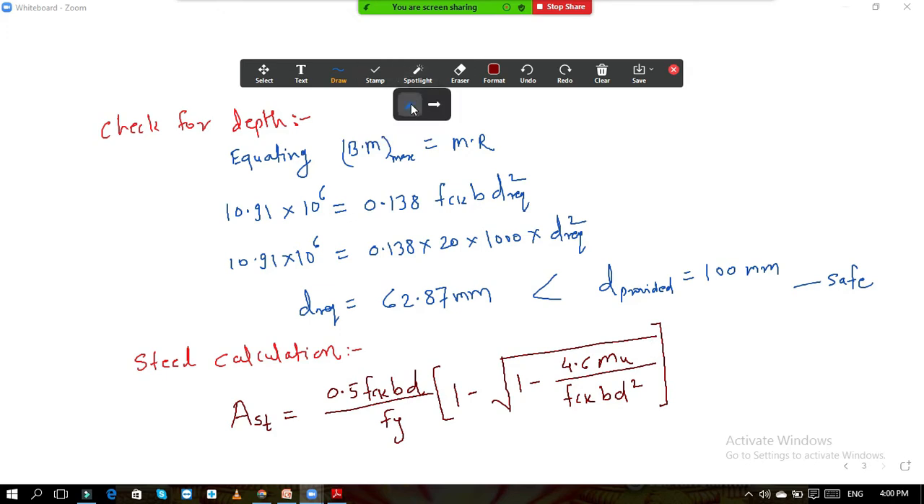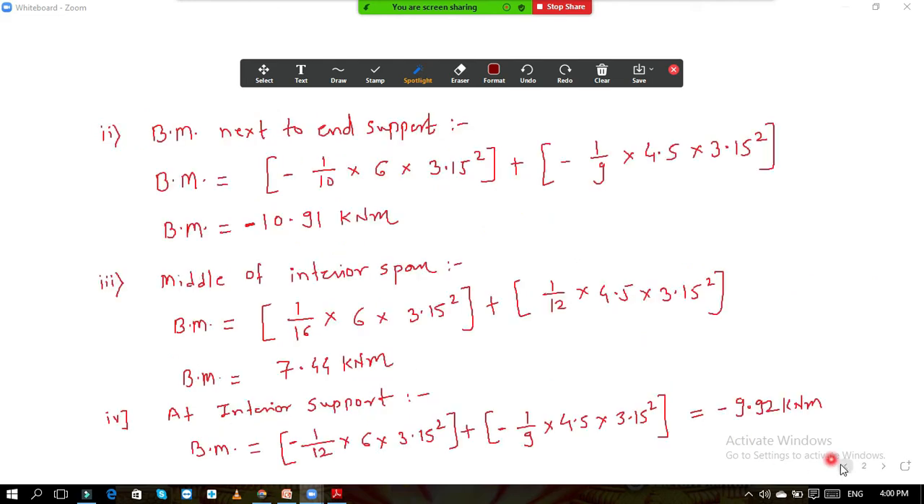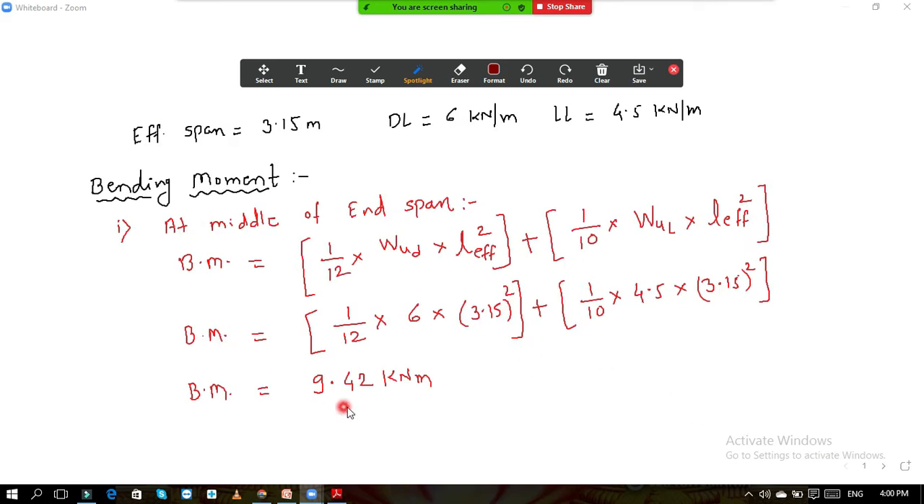Still, I will tell you the values. 0.5 is constant, fck is 20, b is 1000, effective depth is 100, fy is 415. Then 1 is constant, 4.6 is also constant, Mu. Now here you should put the maximum bending moment. If we see the values, we have the bending moments 9.92, 7.44, 10.91 and 9.42.